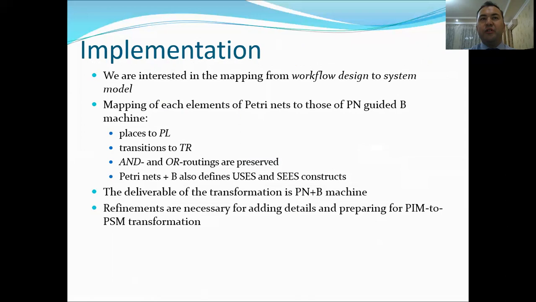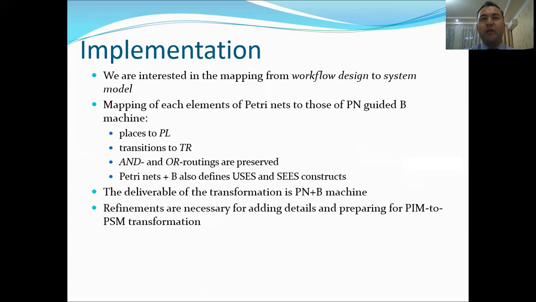Routing paths of patronets are transformed such that they preserve the rules defined for sequential and or routing with respect to the combined PN and B. PN plus B definition also provides for uses and sees cases. In our case, we're particularly interested in the sees constructs. Mapping of these constructs is performed by preserving the appropriate rules defined in PN plus B. The transformation should ultimately produce a consistent model such that this model satisfies PN plus B consistency rules.